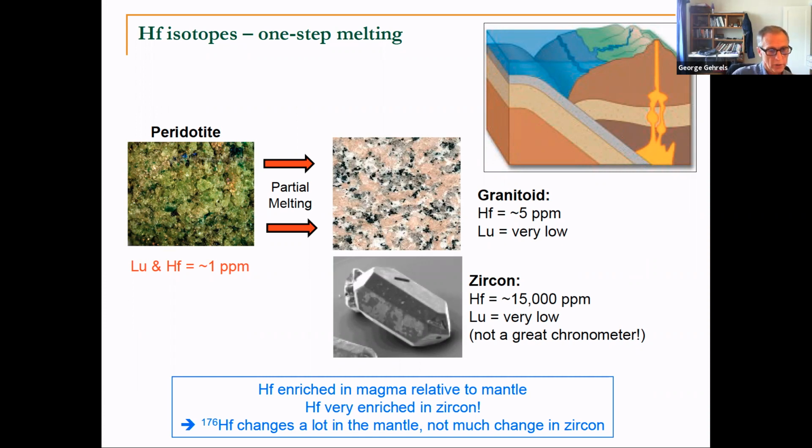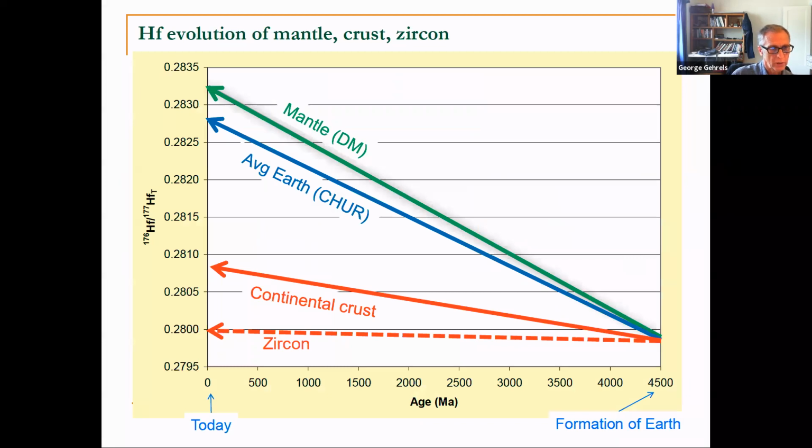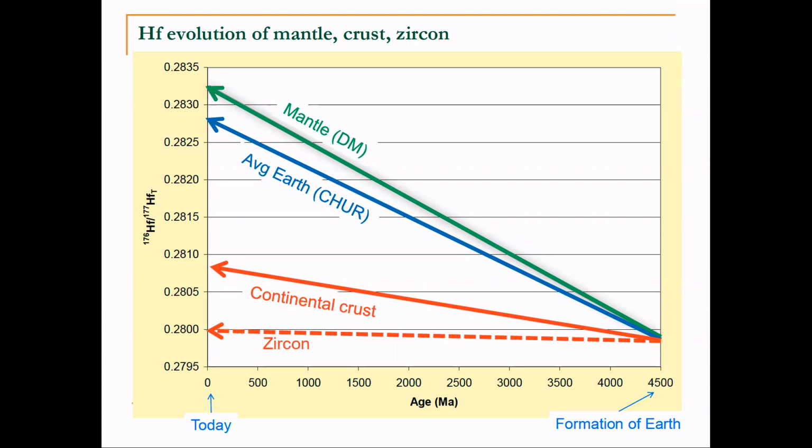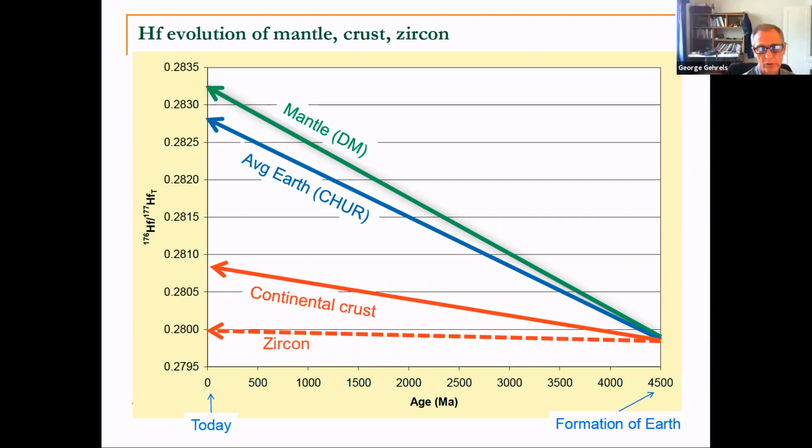Let's see if we can draw this on a diagram that kind of shows how these three different reservoirs are going to change through time. Let's say that we have some peridotite, we make a granite, and we crystallize a zircon right at time zero, 4.5 billion years ago. The green line is now going to go up to the left, and that's with a y-axis that shows 176 hafnium to 177 hafnium. Can you see that? That 176 to 177 ratio is going to increase in time in the green line in the mantle because there's lots of lutetium, right? So that's going to increase in ratio.